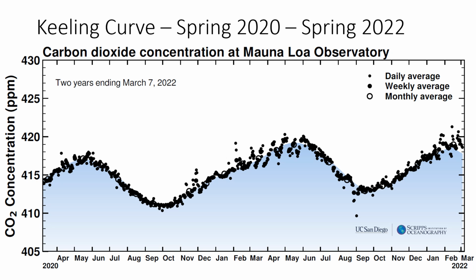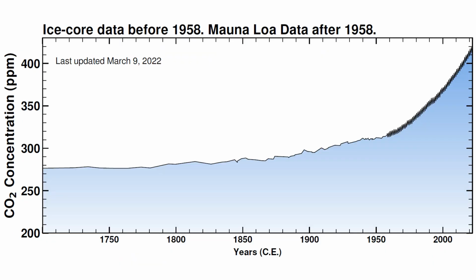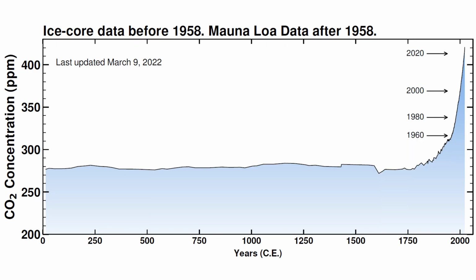So on this one, I have spring of 2020 to spring of 2022, which is just when I made this slide. But you can go onto their website and pull this data. It is publicly available. And we can again see the entire Keeling curve from 1958 to, in this case, 2022. And then bring it out further. So before 1958, it is ice core data. After 1958, it's the direct observations of atmospheric gas concentrations from Mauna Loa. We'll talk about ice cores in a second, but ice cores are also direct measurements of atmospheric gases.